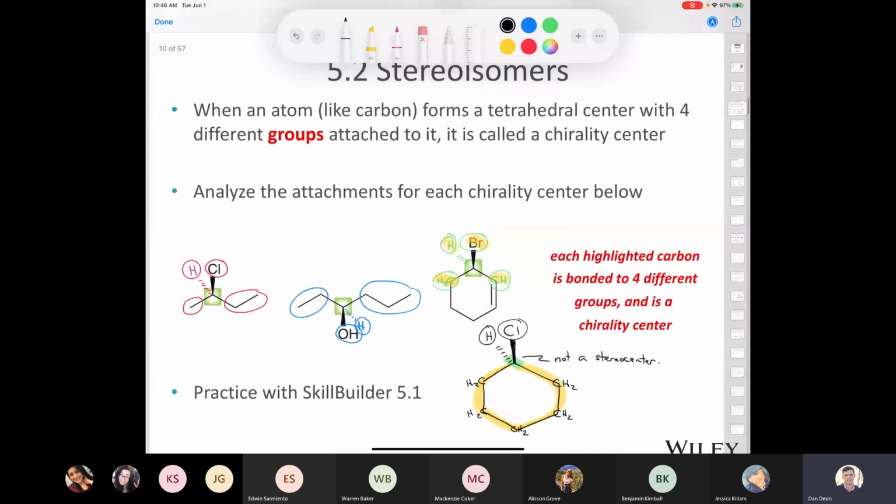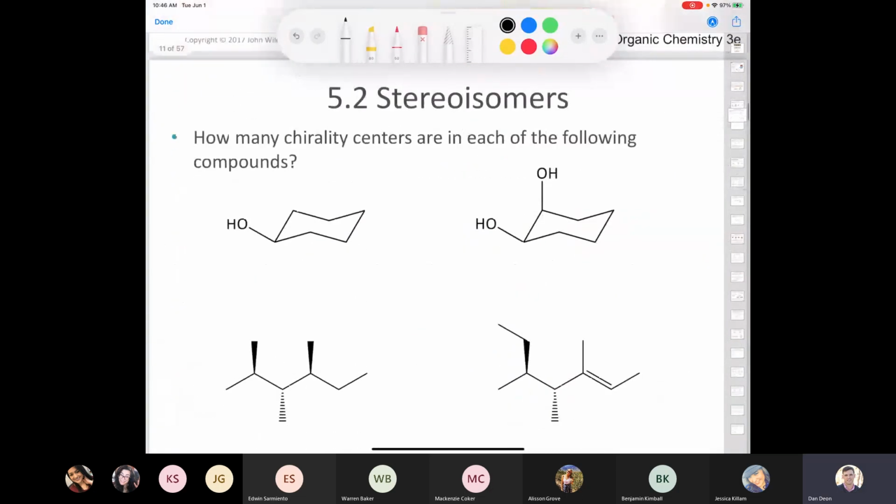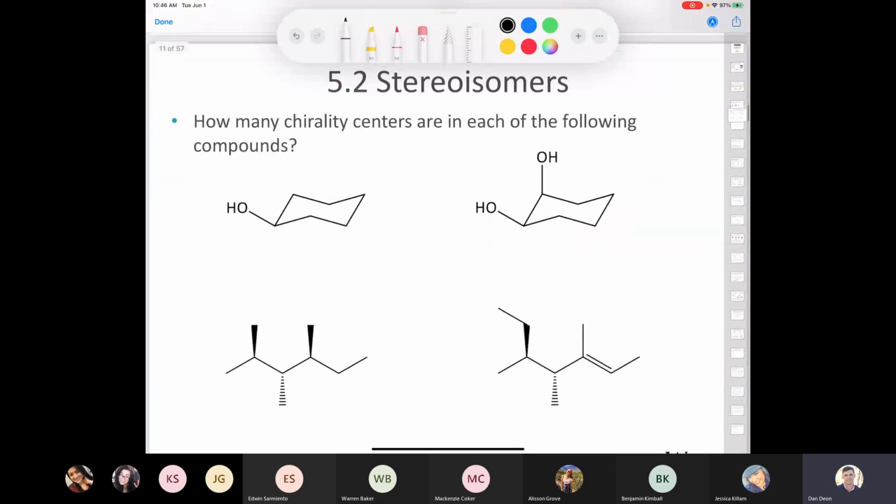All right, there we go. So I think you guys are getting the hang of what a stereo center is. So how many chirality centers are there in each of the following compounds? This is where it starts to get a little trickier, but we've kind of answered the first one already, haven't we? If we call this one A, this one B, this one C, and this one D over here, we've kind of already answered A, haven't we?